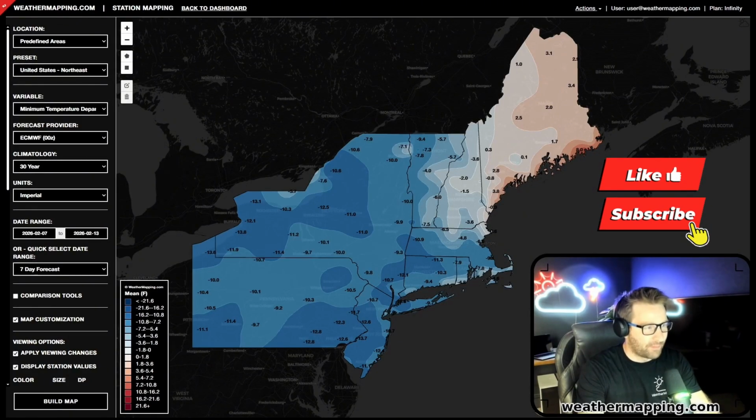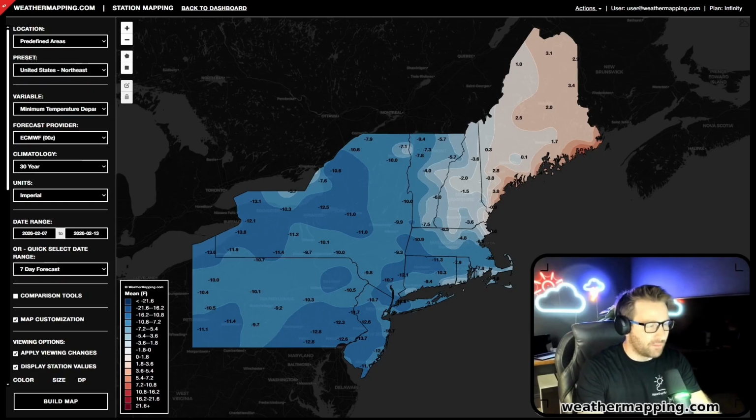Today's second map of the day shows average minimum temperature departure in degrees Fahrenheit across the Northeast United States, covering forecast day 1 through 7. This map isn't showing actual temperatures, it's showing how much colder or warmer overnight lows are expected to be compared to normal. So, what does temperature departure actually mean?